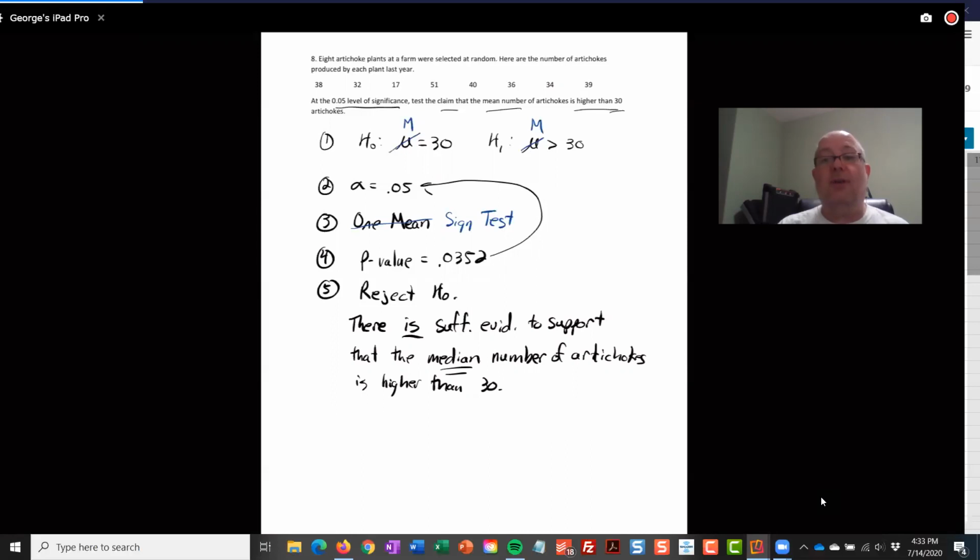All right, so that's an example of a one mean test that was done with summary data, a one mean test that was attempted but discarded with numerical data because it failed the outlier test, and an example of how to do the sign test.